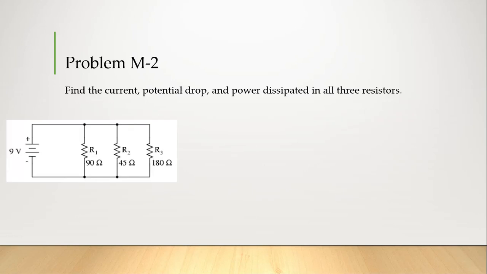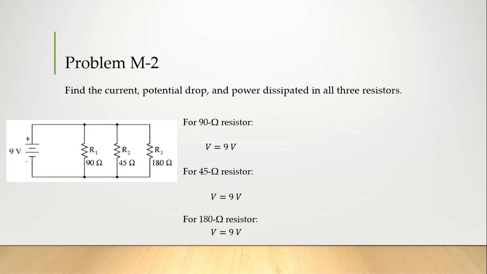Now we're going to make it a simple parallel circuit. I want to find the same piece of information: current, potential drop, and power dissipated in all three resistors. Now in this case, the potential drop is easy because it's equal to the voltage of the battery. Voltage is the same in all three, so for all three of these, voltage is 9. Well, if I use V equals IR and rearrange it for I, I can figure out what the current in all three of these resistors is: 0.1 amps for the 90 ohm resistor, 0.2 amps for the 45 ohm resistor, 0.05 amps for the 180 ohm resistor.